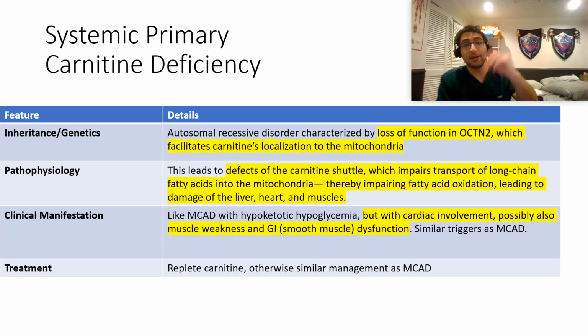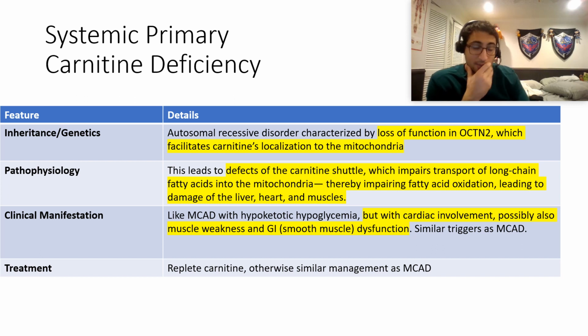Now, a similar clinical picture presents in systemic primary carnitine deficiency. Same exact issue. Before, you didn't have MCAD to process the fatty acids. Here your carnitine shuttle doesn't work, so the fatty acids are never getting into the mitochondria to begin with. So you have the same end result, which is lack of beta oxidation. It'll present with hypoketotic hypoglycemia, but it'll involve muscles as well. Systemic primary carnitine deficiency will involve muscle weakness and smooth muscle dysfunction.